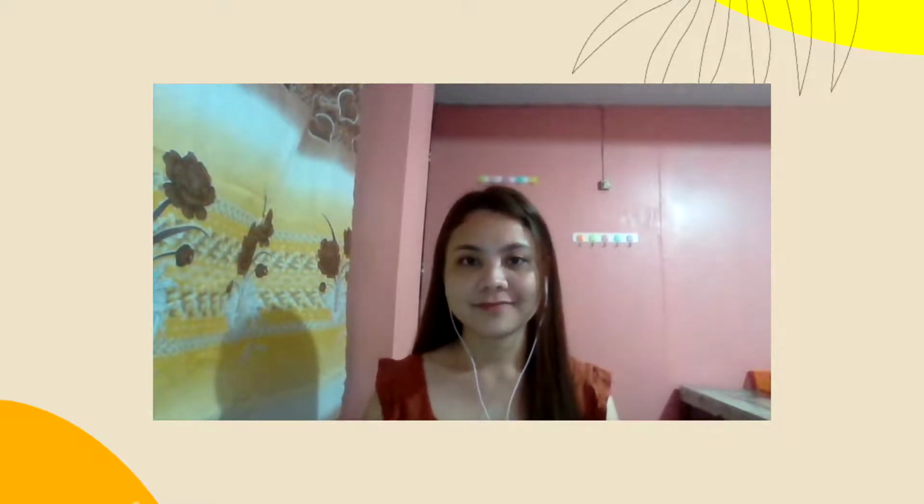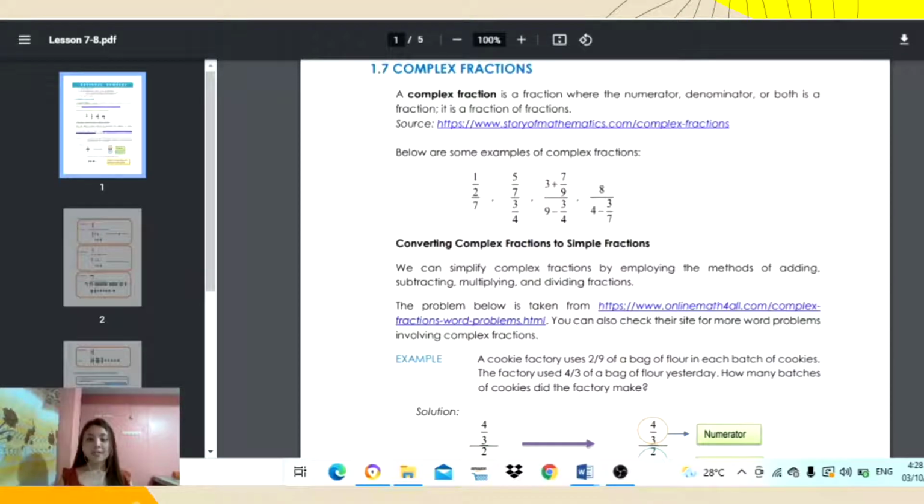Now, in our lesson today, you will be able to convert complex fractions to simple fractions and solve equations involving rational expressions. So basically, we will be having two subtopics for today. So I hope you're ready for a new discussion. Now, let's begin with our first topic, which is complex fraction.